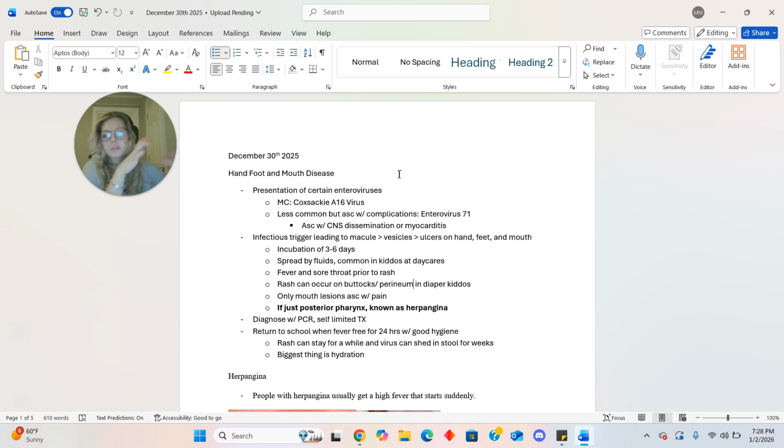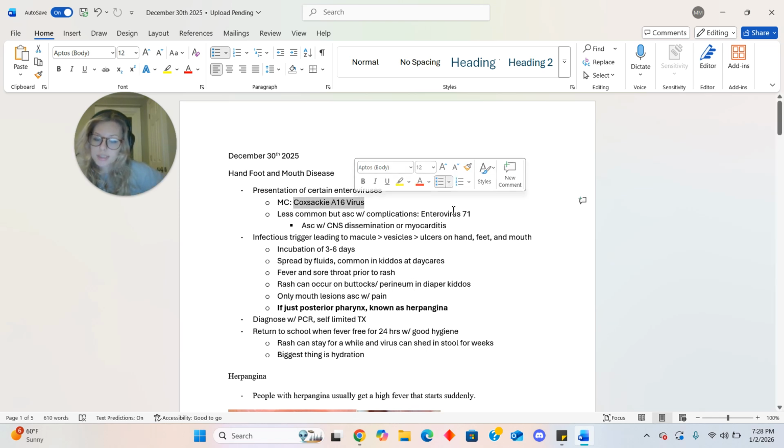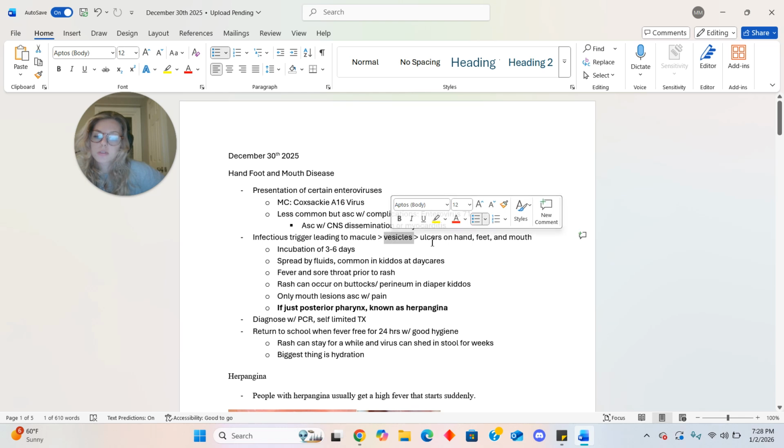disease. But hand, foot, and mouth disease is a certain enterovirus, so either Coxsackie A16 or enterovirus 71 that causes hand, foot, and mouth lesions. And if you only had mouth lesions, this is called something different, and it's known as herpangina. So there is some type of infectious trigger. Most commonly, it's going to be Coxsackie A16, and then there's also enterovirus 71 that can do it. That is going to lead to macules, vesicles, and then ulcers on their hand, feet, and mouth.